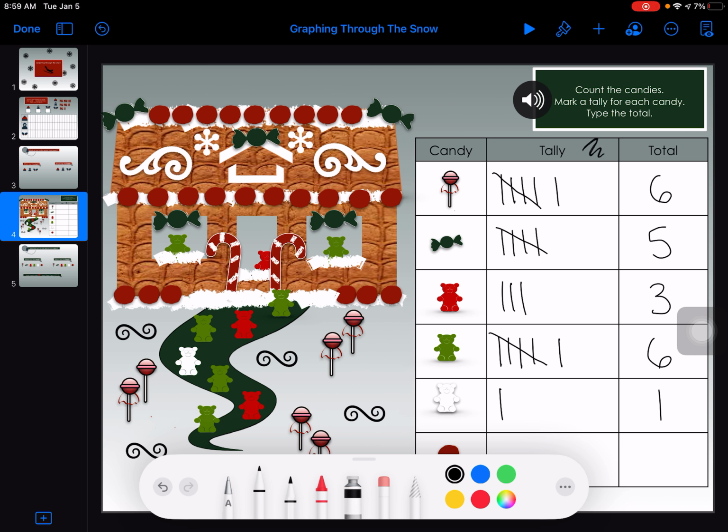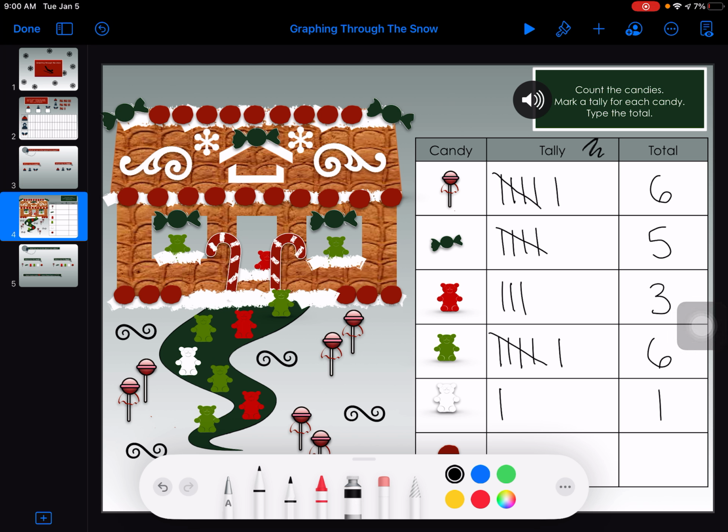Okay, you should have counted how many red gumdrops you see on the house, and then you should have drawn or represented how many tally marks that is. Let's do it together. Ready? 1, 2, 3, 4, 5, 6, 7, 8, 9, 10, 11, 12, 13, 14, 15, 16, 17, 18, 19, 20. Wow. 21, 22, 23, 24, 25 red gumdrops. Wow, that's a lot of red gumdrops.